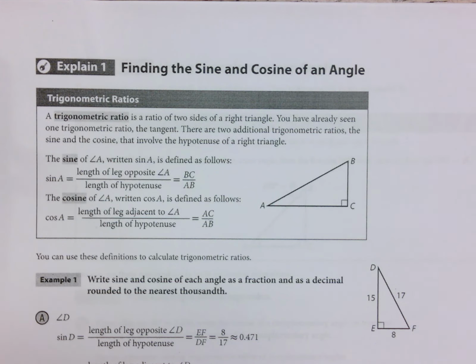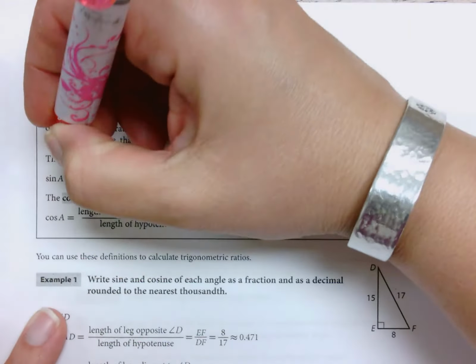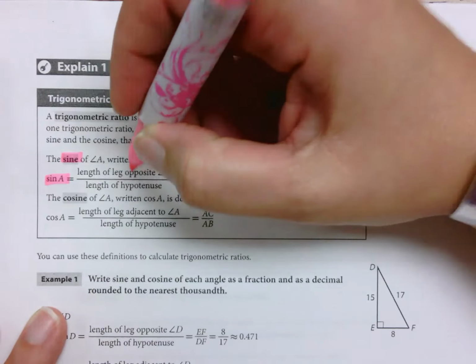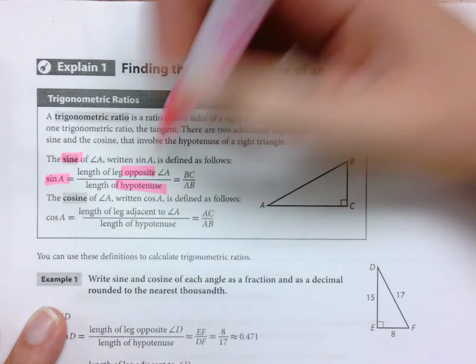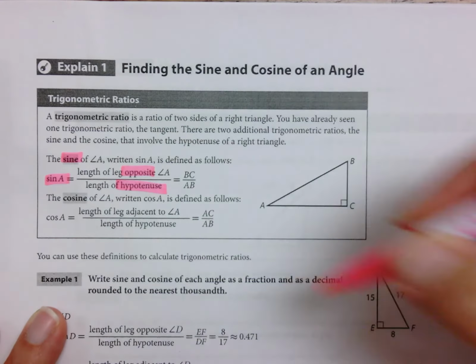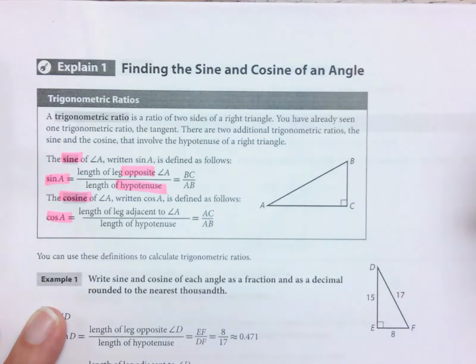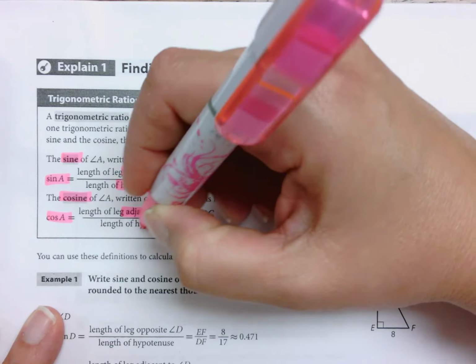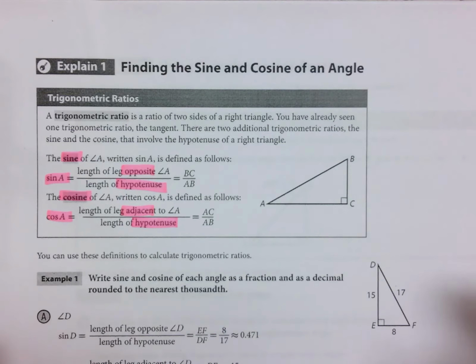Yesterday we did tangent ratios, and tangent ratios used opposite over adjacent. Today we're going to put sine and cosine together because they do have a relationship with one another. The sine of an angle is the opposite leg over the hypotenuse, and the cosine of an angle, which is abbreviated COS, is the adjacent leg over the hypotenuse. So that's what we're going to do today.